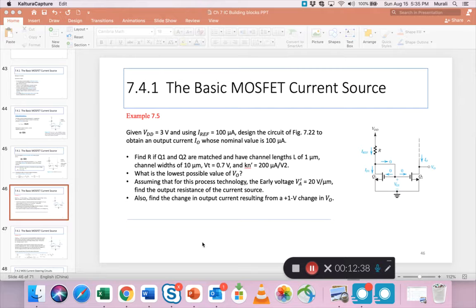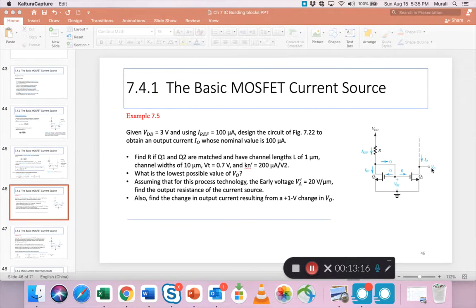Okay. All right. So just to see what the problem is all about. VDD is given. I reference has to be 100 microamps. That's the goal, right? So if I reference is 100 microamps, we also want an output current which is also 100 microamps, so it equals the I reference. If that is the situation, then a few things we require. Find R, which is here, and a bunch of other conditions are given.